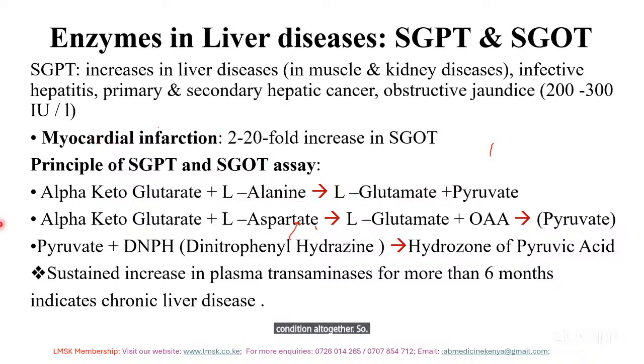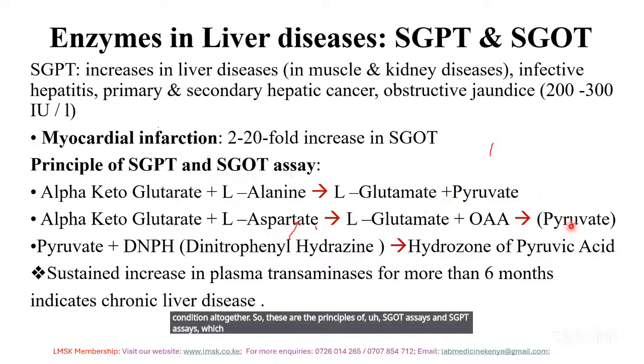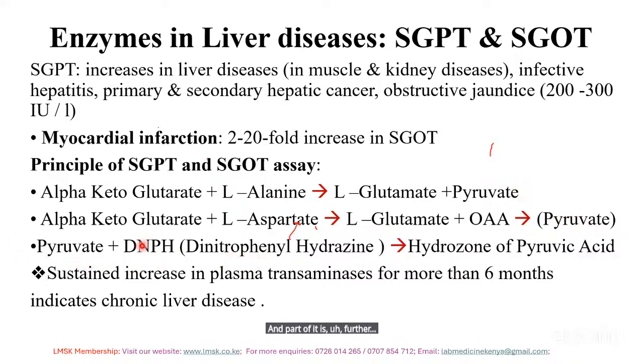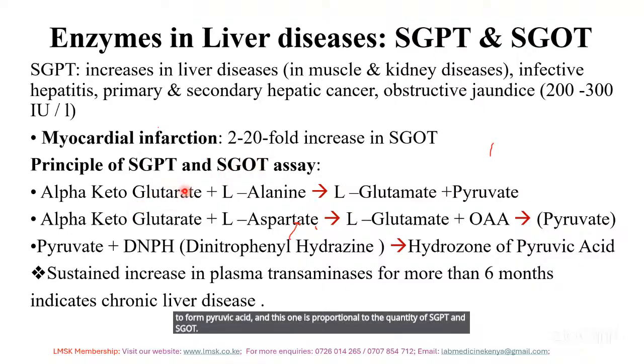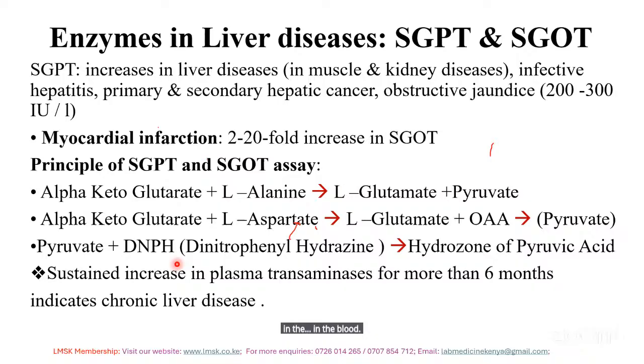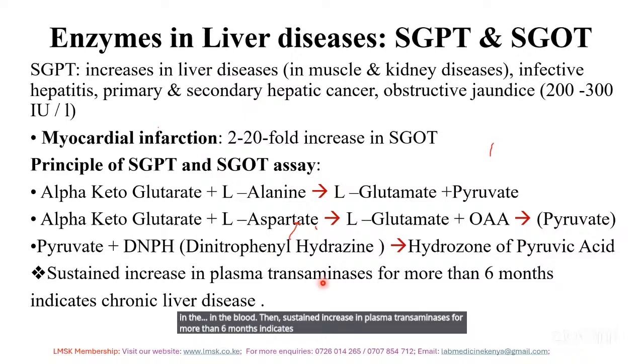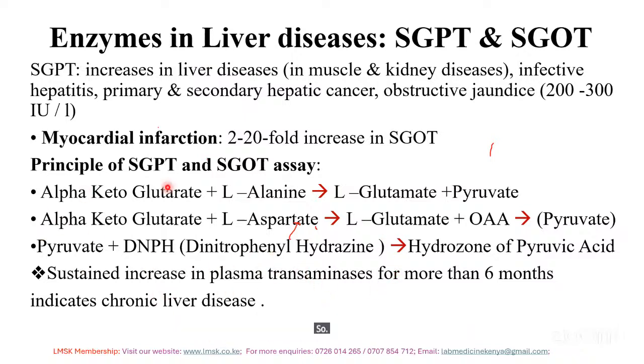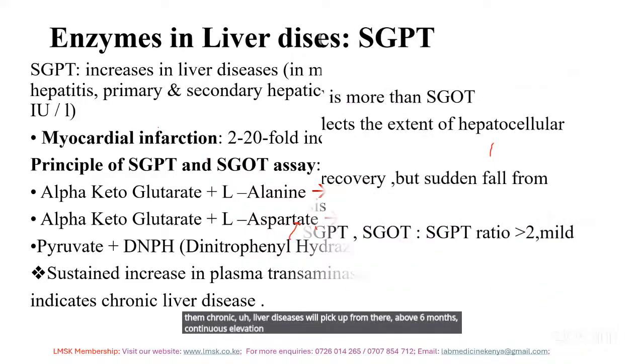So these are the principles of SGOT and SGPT assays, which lead to the formation of pyruvate, and this is proportional to the quantity of SGPT and SGOT in the blood. Then a sustained increase in plasma transaminases for more than 6 months indicates a chronic liver disease. So acute forms will go up to 6 months, then chronic liver diseases will pick up from there. Above 6 months, there is continuous elevation in those particular transaminases.